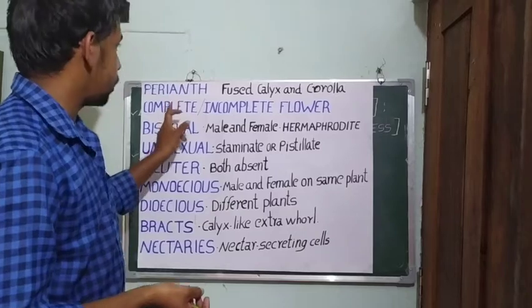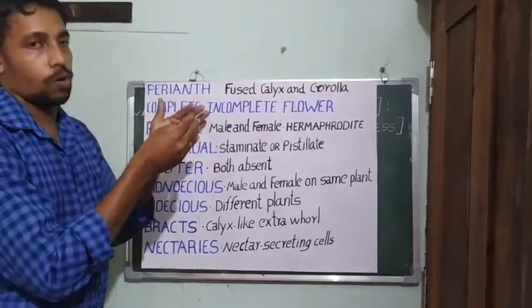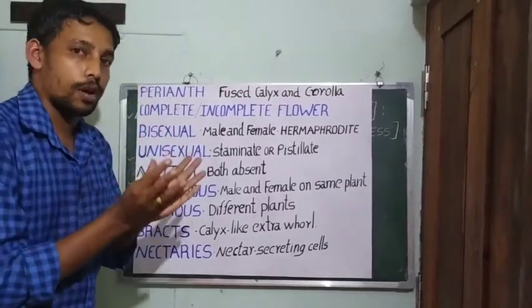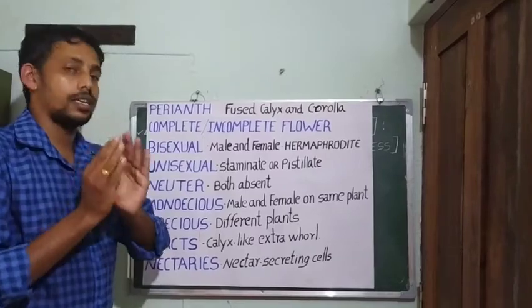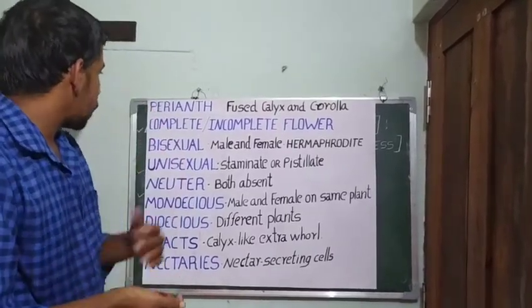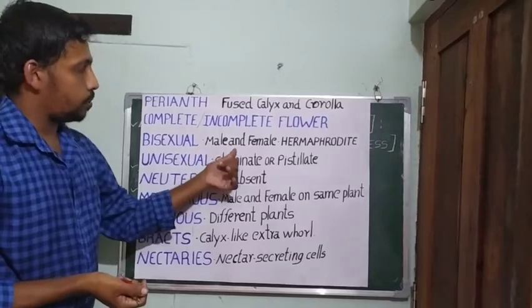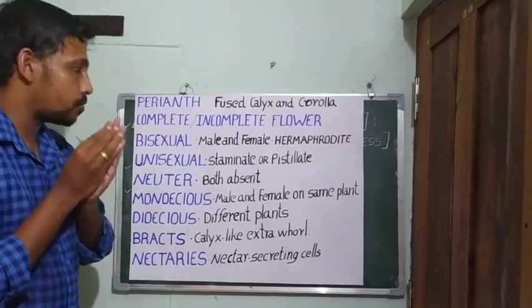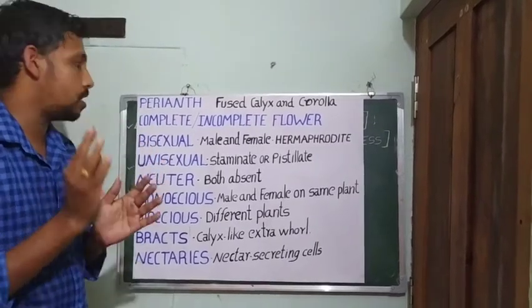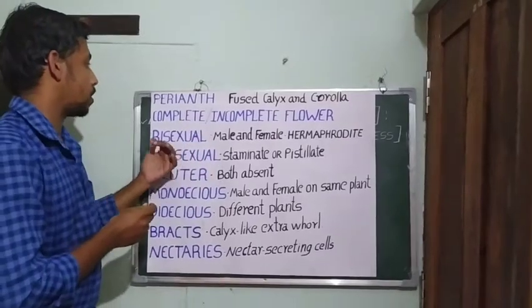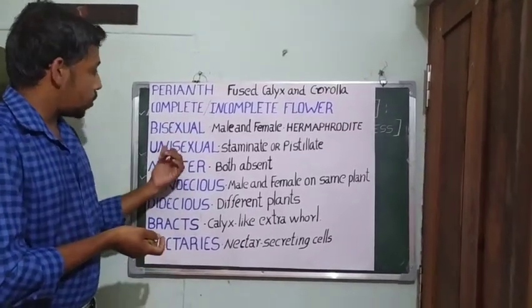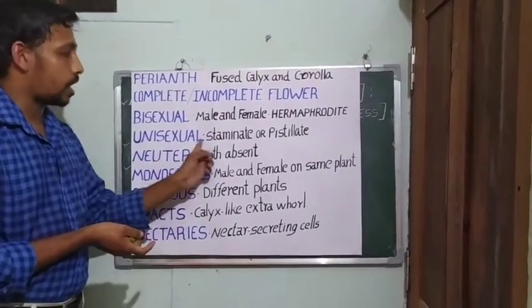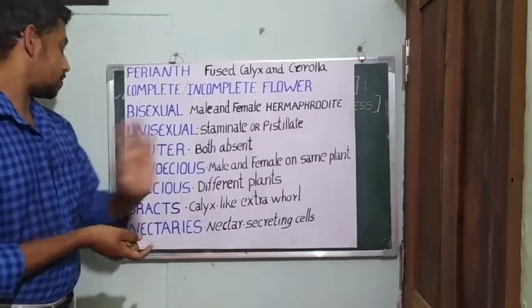Okay. So in the case of perianth, these are fused calyx and corolla. That condition is known as perianth. In a complete flower, we can see all these floral parts: calyx, corolla, gynoecium and androecium. In bisexual flowers, the male and female reproductive parts, that is androecium and gynoecium, are present in the same flower. That kind of flower is known as a bisexual flower. But a unisexual flower may be either male or female. Male flowers are known as staminate, female flowers are known as pistillate.